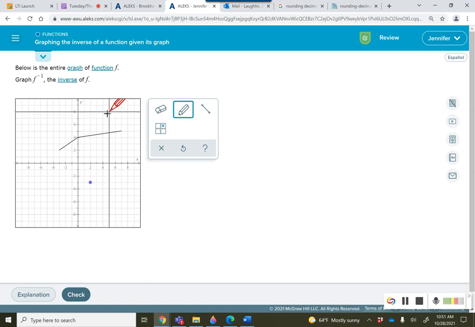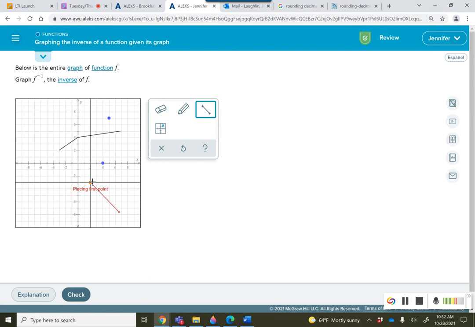Okay. Then we're going to take the second point where the graph turns. Its original point is 0, 4. We're going to take that x and y value and flip them around. Instead of 0, 4, we're going to do 4, 0 and plot a point. Then we're going to take this last one. That is 7, 5. Take the x and y values, flip them around. Instead of 7, 5, we're going to do 5, 7 and plot that point.